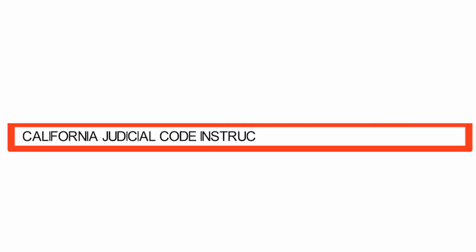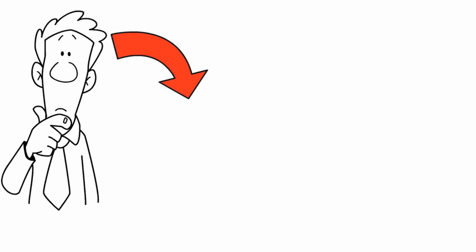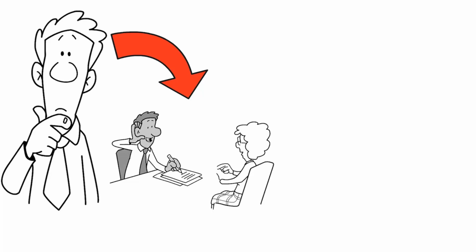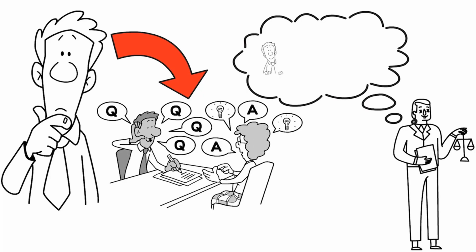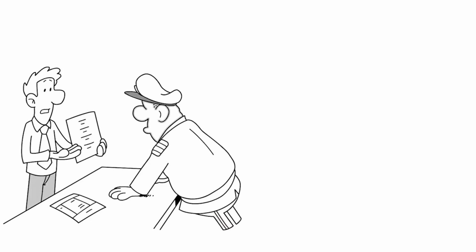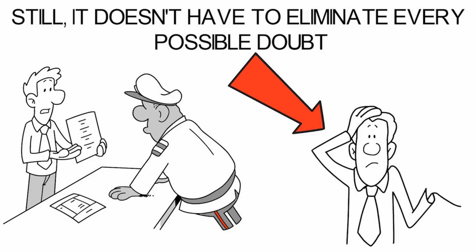California Judicial Code Instructions on Reasonable Doubt. It's not just a possible doubt, because everything that has to do with people can be questioned in some way, real or imagined. It is when the jurors still don't feel sure the charge is true after comparing and thinking about all the evidence. Evidence beyond a reasonable doubt proves the charge is true. Still, it doesn't have to eliminate every possible doubt, because there are doubts about everything in life, real or made up.